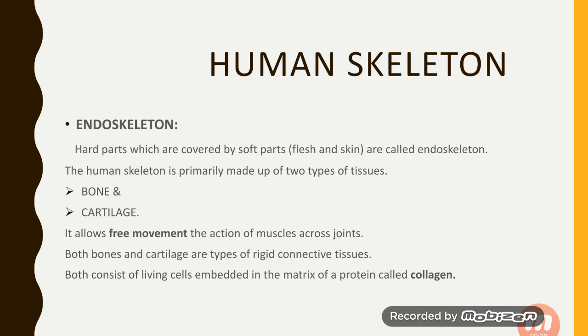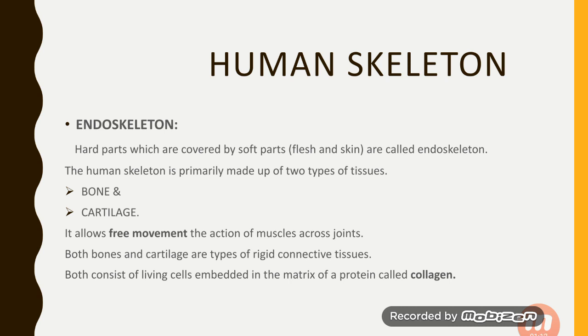So if we talk about the skeleton, it is basically the framework which supports the body, and it allows the movements and helps the body to maintain its erect position. The human endoskeleton is primarily made up of two types of tissues. One is bone and the other one is cartilage.